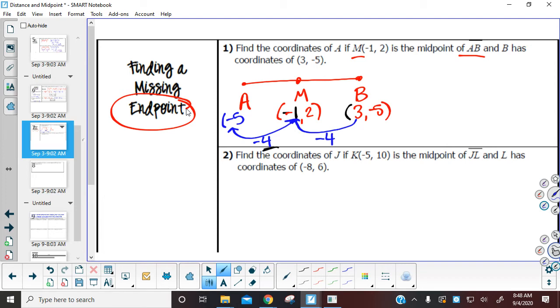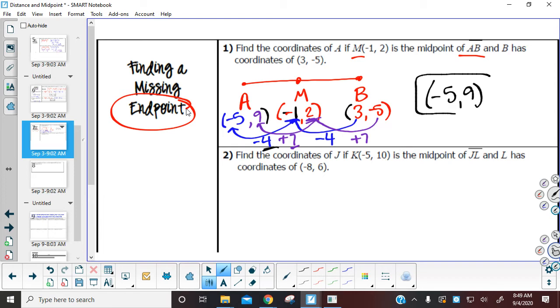Okay. For the y value, I'm going to do the same thing. So if I think about from the endpoint to midpoint, I'm adding 7 in this case. It's gotten bigger. From -5 to +2, it's gotten bigger. And then I'm going to repeat, and I'm going to add 7 again. So 2 plus 7 gives me 9. And so therefore, my endpoint is going to be -5, 9.